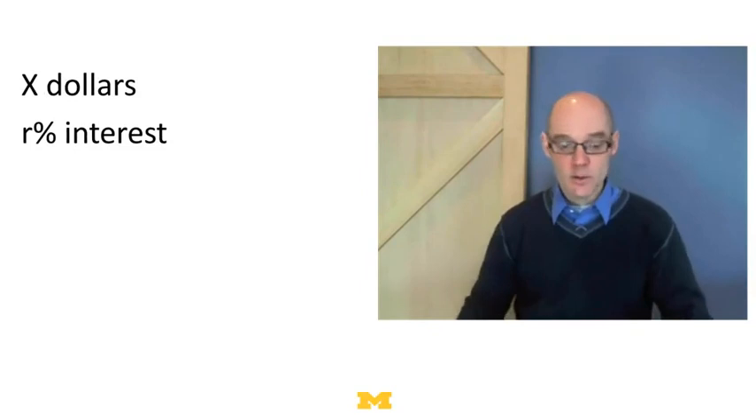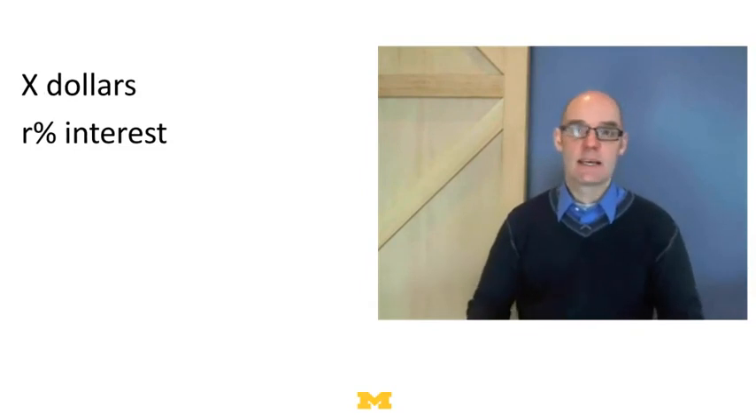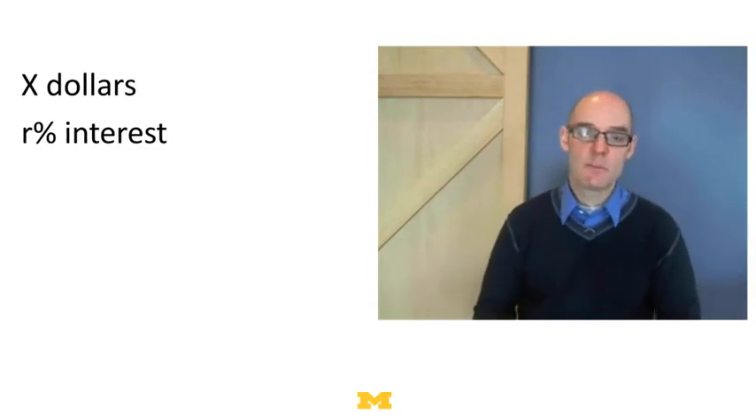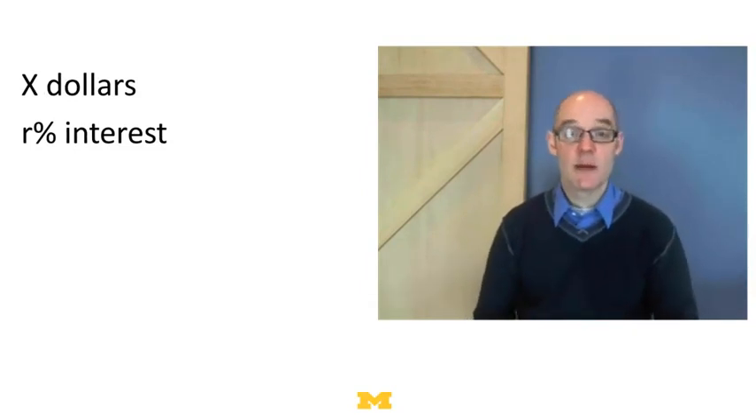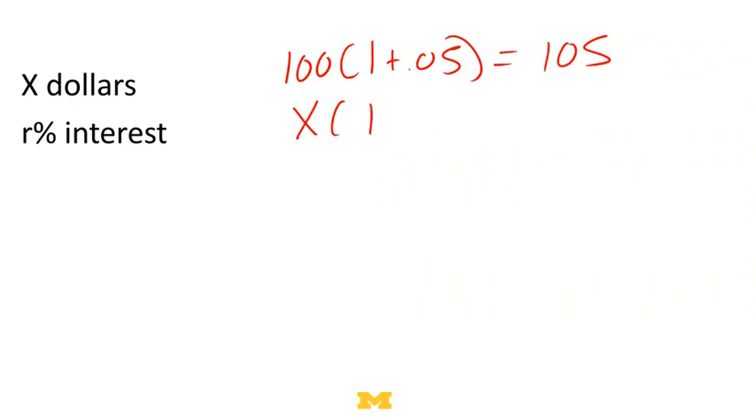So let's start with basic accounting 101. You put some money in the bank. Let's suppose you've got X dollars and you put it in the bank at R% interest. How much do you get? Well, let's suppose you've got $100 and you get 5% interest. At the end of the next year, you're going to get $105, because the general formula is X times 1 plus the interest rate. So if I put $100 in the bank at 5%, I'll get 105 back.